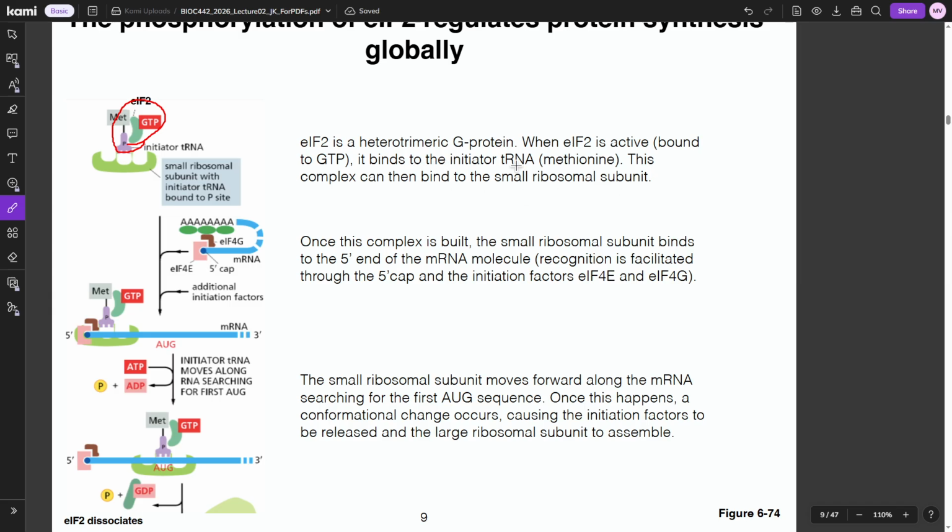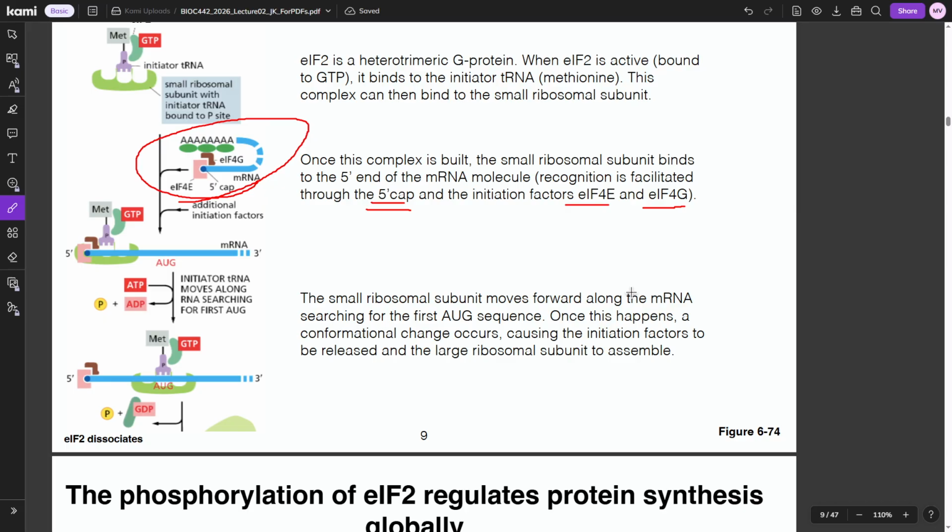And this complex can bind to the small ribosomal subunit, which allows it to act as a flag for the large ribosomal subunit. So once this complex is built, the small ribosomal subunit can then bind this massive complex through the 5' cap. And it also is assisted with the EIF4E and EIF4G. And then the small ribosomal subunit uses ATP to move along the mRNA until it finds the AUG sequence. And then once this happens, you hydrolyze the GTP. This gets stuck onto the ribosomal small subunit, and then the large subunit slaps on top.